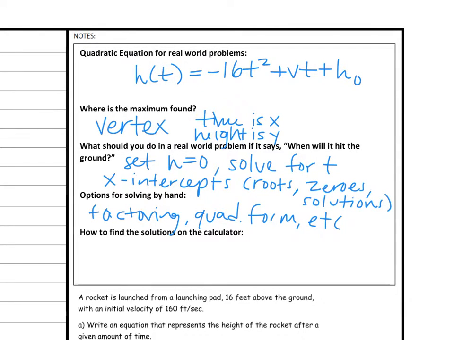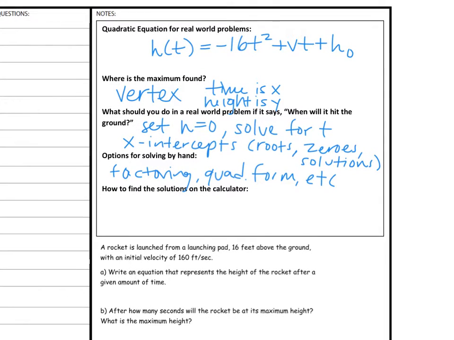Okay, graphing calculator though, because we're about to do that. So you put your equation in, obviously. Then you're going to do second, trace, and then you're going to do the zeros. And you have to do each one separately.